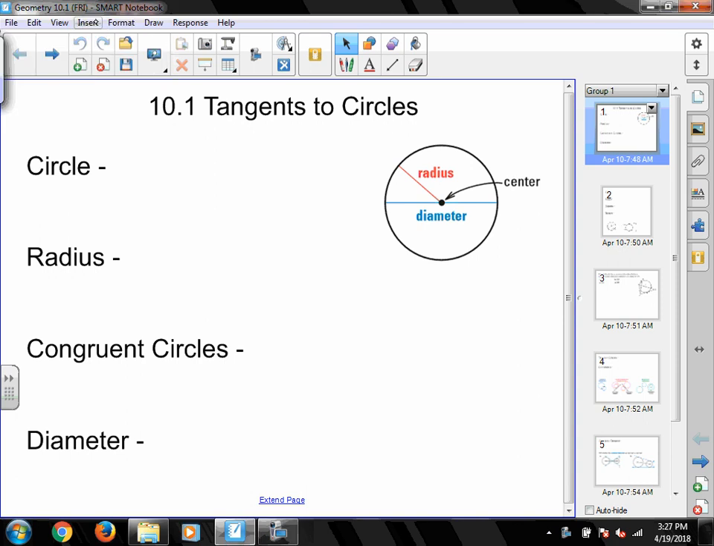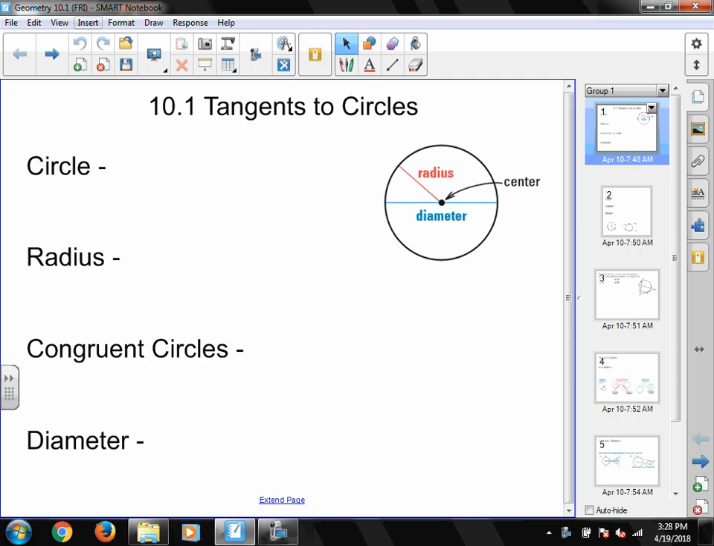Hi everybody, today we're going to begin talking about chapter 10, starting in 10.1. We're going to talk about circles in chapter 10. In 10.1, we're going to talk about tangents to circles. So I apologize early on here. This is going to be a lot of vocabulary. Some of it you've heard before, some of it you probably haven't, but I want to make sure we're all on the same page here.